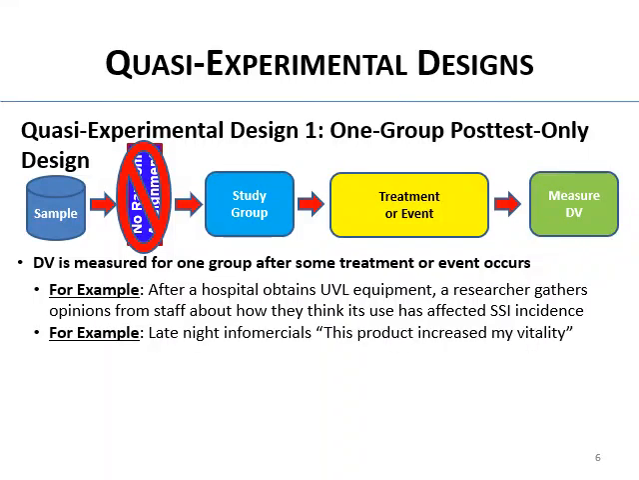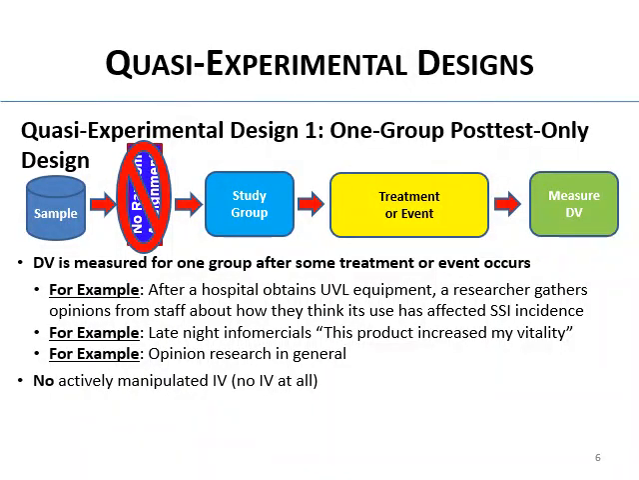So another example is late night infomercials where people just say, look, I use this product, it increased my vitality. That's a one-shot case study, and it also happens to be a one-group post-test only design. Yes, after this, it helped me. So opinion research in general tends to be one-group post-test only design. You're just asking people their opinions after a thing happens. What do you think of this, right?